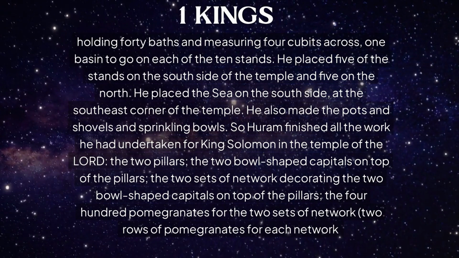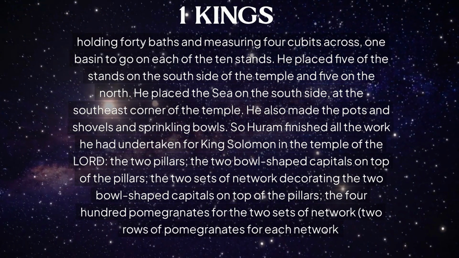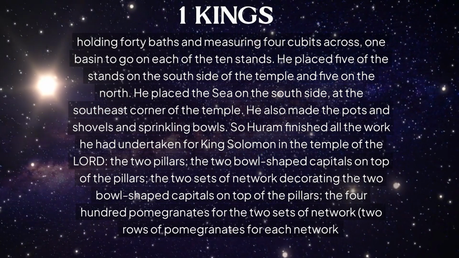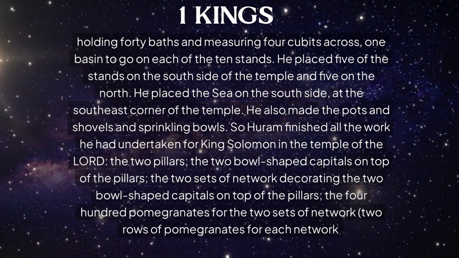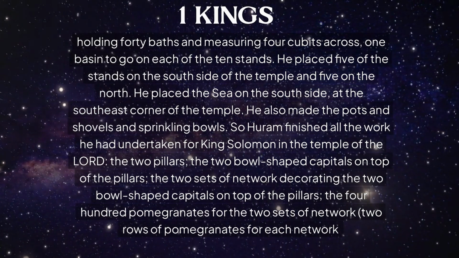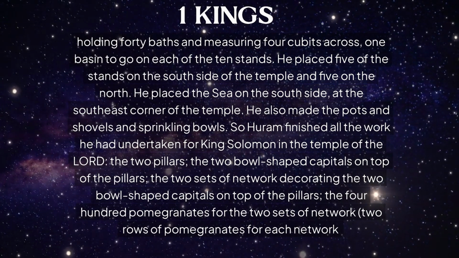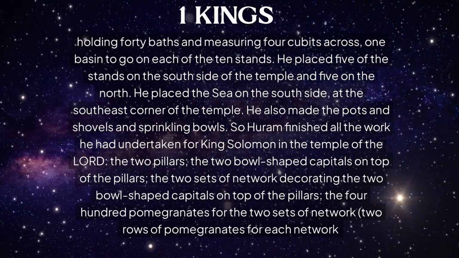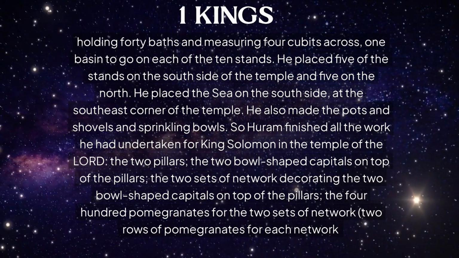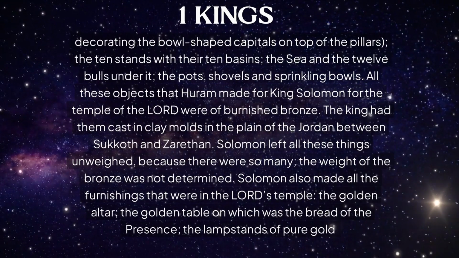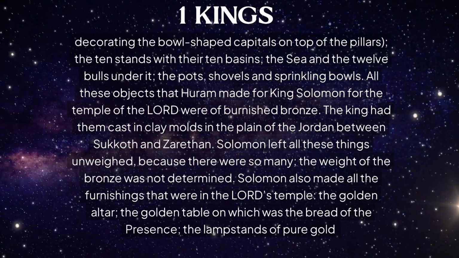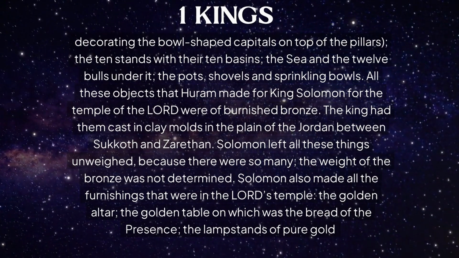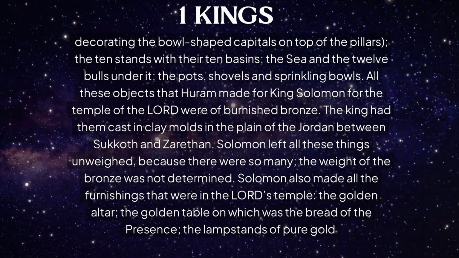So Huram finished all the work he had undertaken for King Solomon in the temple of the Lord: the 2 pillars, the 2 bowl-shaped capitals on top of the pillars, the 2 sets of network decorating the 2 bowl-shaped capitals on top of the pillars, the 400 pomegranates for the 2 sets of network, 2 rows of pomegranates for each network decorating the bowl-shaped capitals on top of the pillars, the 10 stands with their 10 basins, the sea and the 12 bowls under it, the pots, shovels and sprinkling bowls.